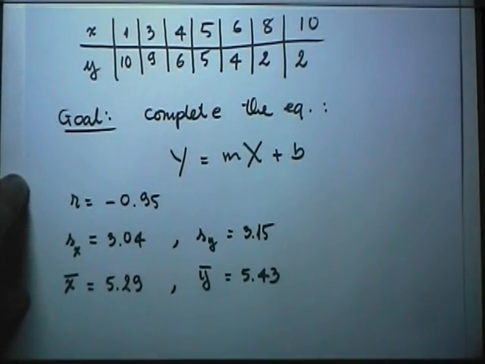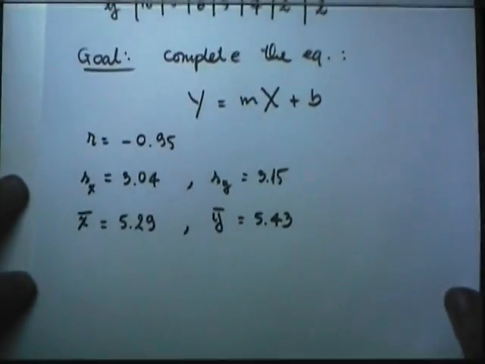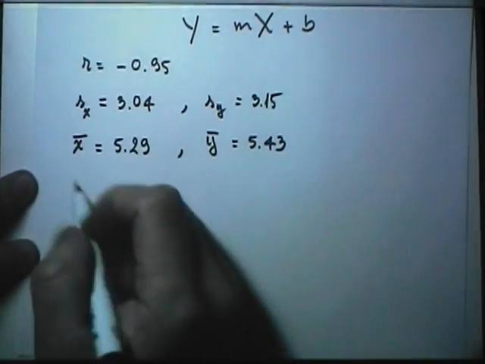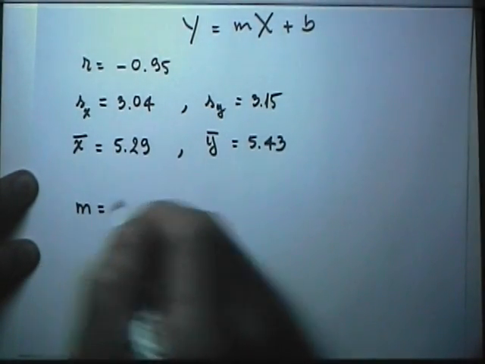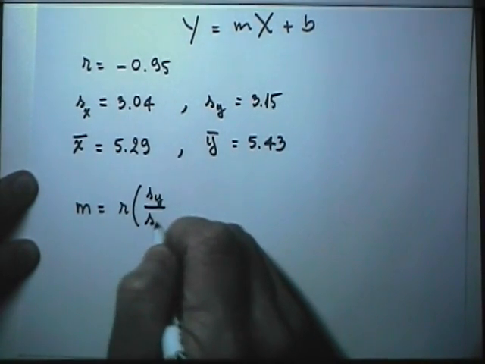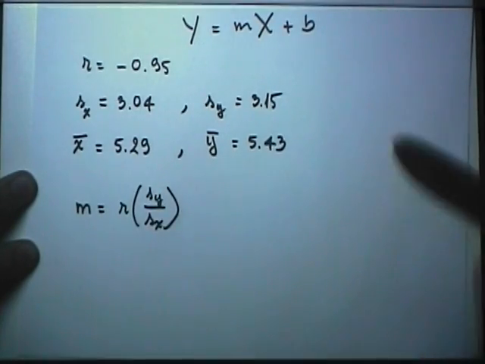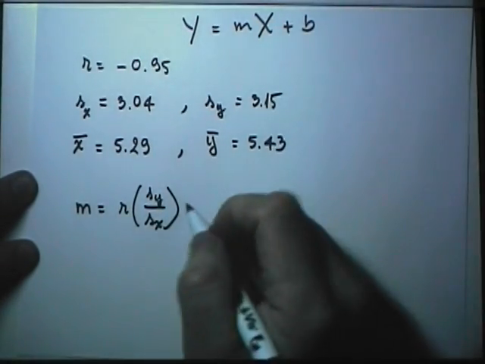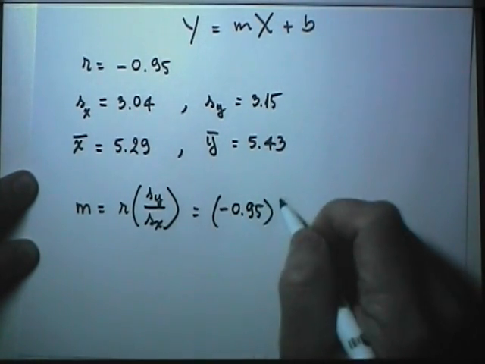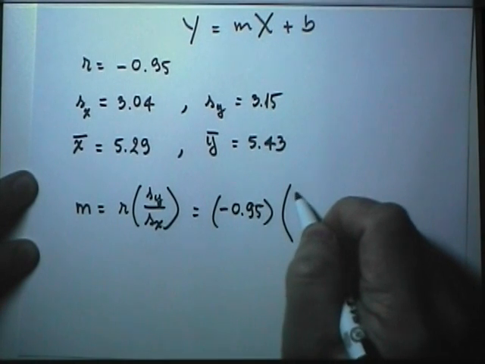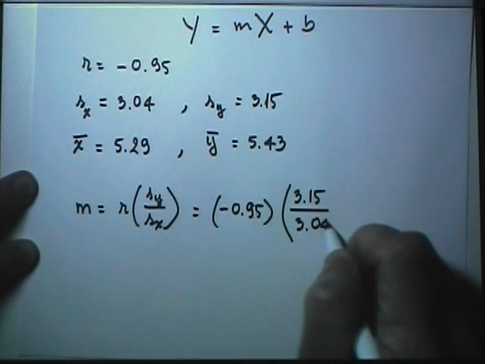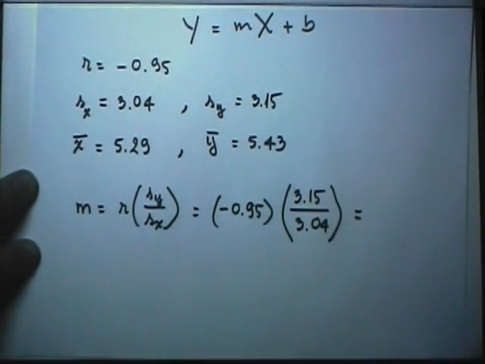Okay, so this time hopefully the example can go a little more quickly. To find M, I'm going to just throw it into the formula. M equals R times Sy over Sx. And I know all the information now. My R is minus 0.95, so I keep it there and multiply that by the fraction. My fraction has 3.15 on top as the numerator, divided by 3.04 in the denominator.